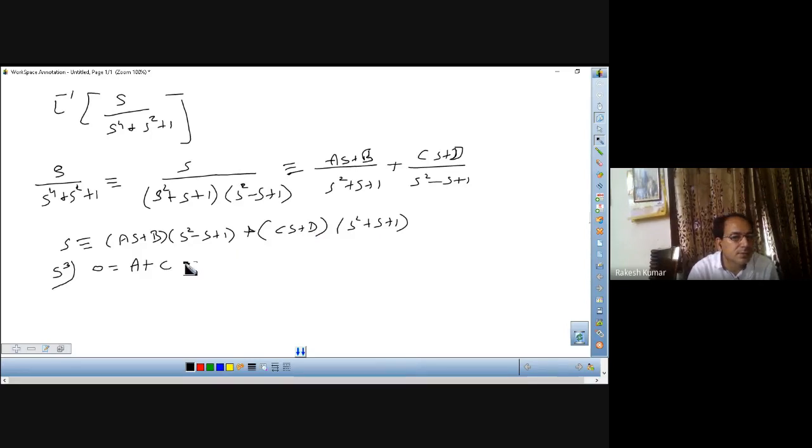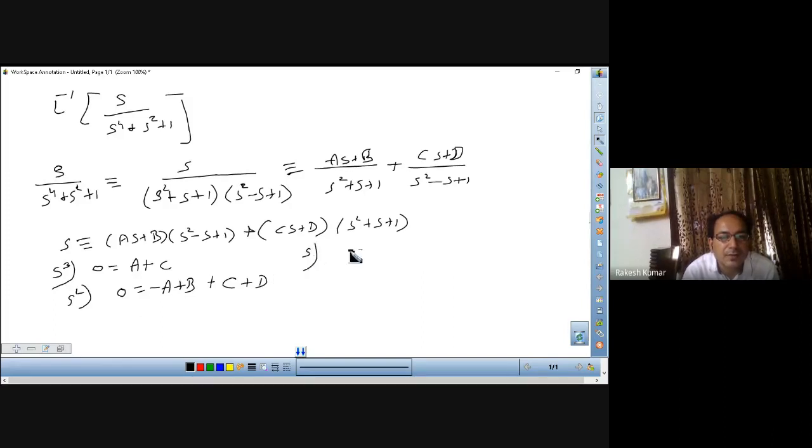Similarly, equating the coefficient of s square, left hand side is 0, right hand side is as into s, you will get minus a, and similarly bs square gives b, and from here this should be plus c. Similarly d into s square is d. This is the coefficient of s square.